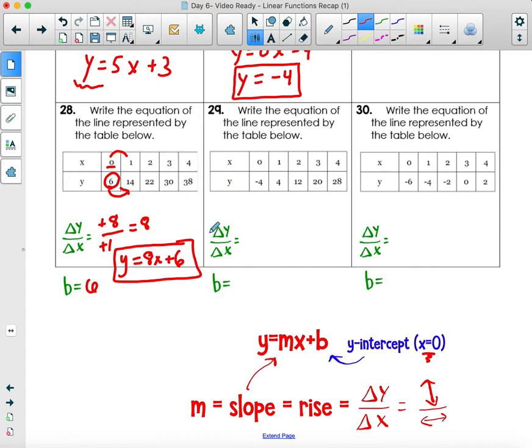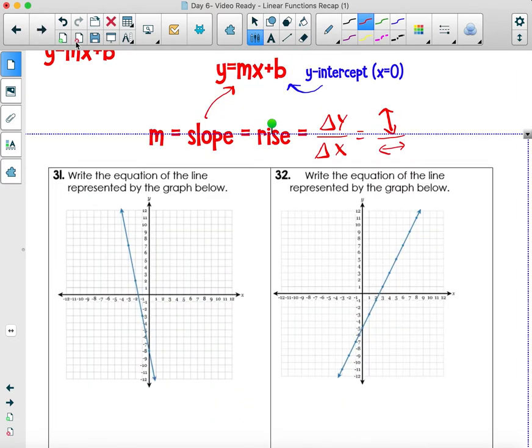All right? And then again, you can kind of practice with your other equations. Change in y or change in x, and then look for that y-intercept in your table. Practice the others. And then you can check your work in Google Classroom.